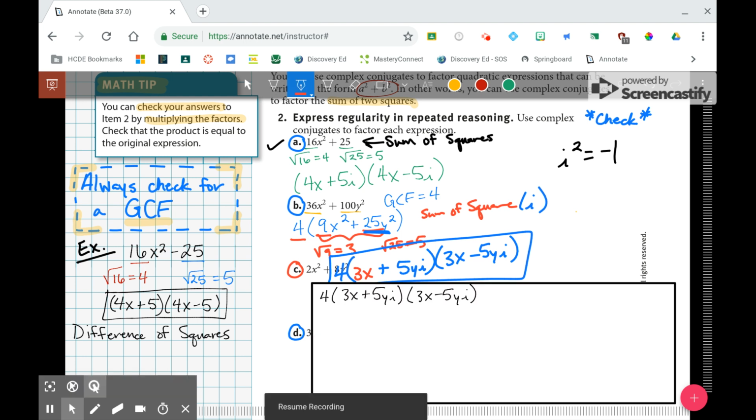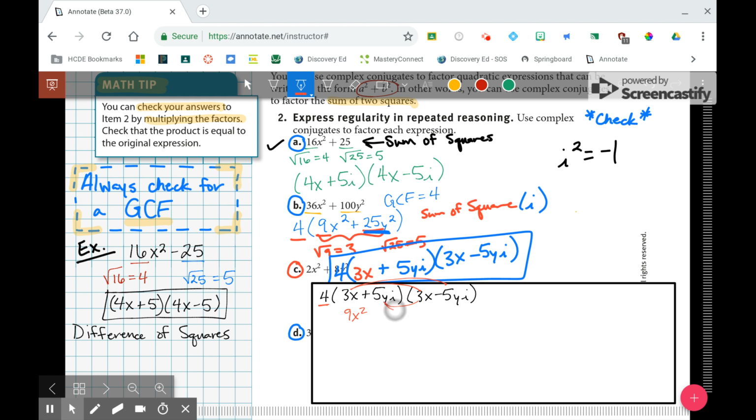So now that we have those factors and also that GCF out in front, let's check. Let's make sure this makes sense. So FOIL or do the box method for the factors. Just leave that 4 out in front for a little while. We will multiply everything by 4 at the end. So I'm going to FOIL. So we have 9x squared. Remember, when I do the outer and the inner terms, because these are complex conjugates, they end up canceling. So really I just need first and last when we're dealing with complex conjugates and these imaginary numbers.